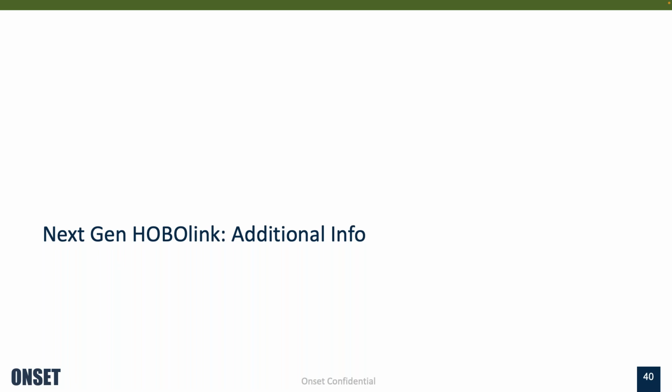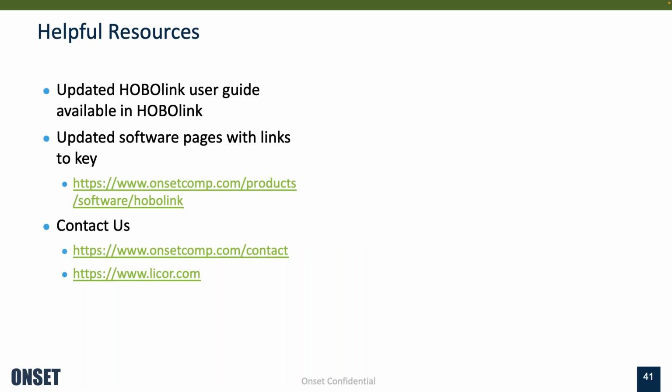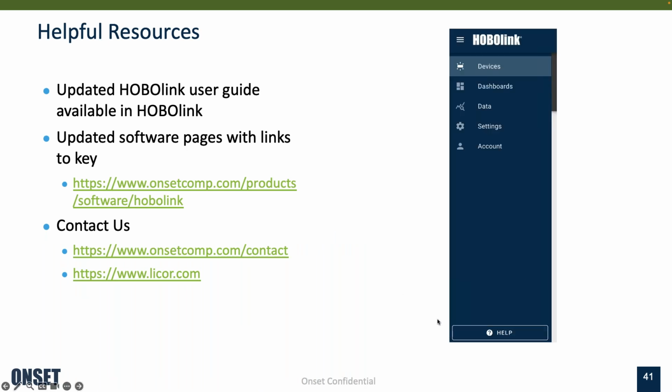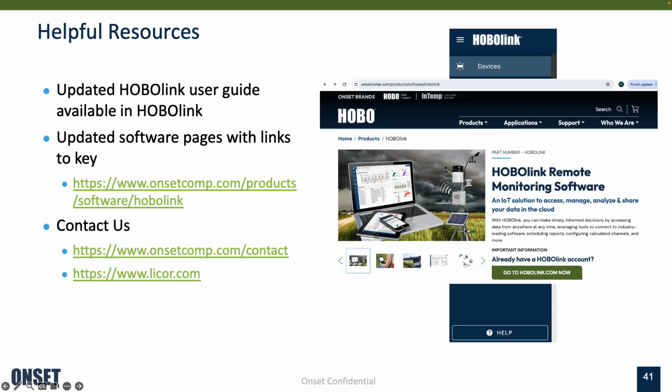So it can be a lot to take in. We're going to send out the webinar, so please make sure if you have any questions, this is going to be a great resource. We're also going to have an updated HOBOlink user guide coming out with the next gen HOBOlink. It's accessed via the help menu as soon as you log in. We're updating all the software pages on onsetcomp.com, both with the user guide in a PDF format and also the pages themselves with a lot of this information. And as always, you can reach out to us with any questions, comments, concerns you have about the experience.